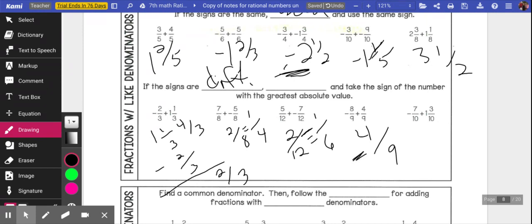Next one, we're going to do 1 3/10. I'm going to change that into 1 times 10 plus 3 is 13 over 10. And I'm going to subtract 7/10 from that. And I get 6/10, which equals, and we're going to divide each by 2, so it equals 3/5.